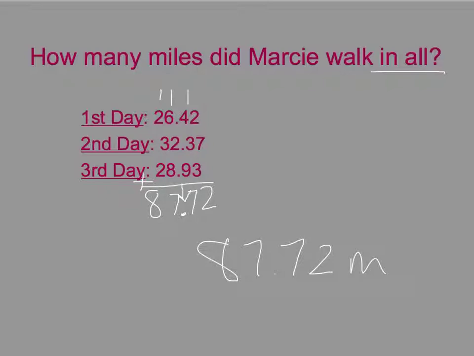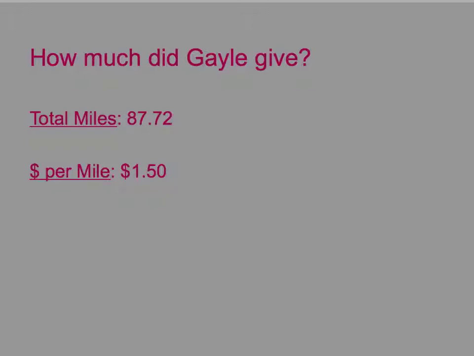Now we are able to solve the question of how much money Gail gave Marcy, or gave the charity, based on Marcy's walking. So let's take a look at the next step in this problem, so we can find our final answer. So we have the two vital pieces of information that we need, the total miles she walked and how much money she got per mile, so we can answer the question of how much did Gail give. We're going to go ahead and multiply these because for each mile, she's giving her $1.50. So that means for the first mile, she gives her $1.50. For 2 miles, she gives her $3. For 3 miles, she gives her $4.50, and so on and so forth.